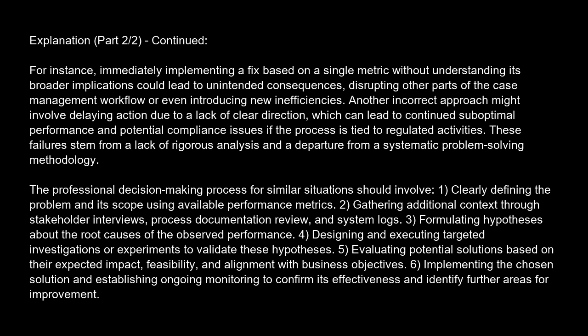The professional decision-making process for similar situations should involve: 1. Clearly defining the problem and its scope using available performance metrics. 2. Gathering additional context through stakeholder interviews, process documentation review, and system logs. 3. Formulating hypotheses about the root causes of the observed performance. 4. Designing and executing targeted investigations or experiments to validate these hypotheses. 5. Evaluating potential solutions based on their expected impact, feasibility, and alignment with business objectives. 6. Implementing the chosen solution and establishing ongoing monitoring to confirm its effectiveness and identify further areas for improvement.